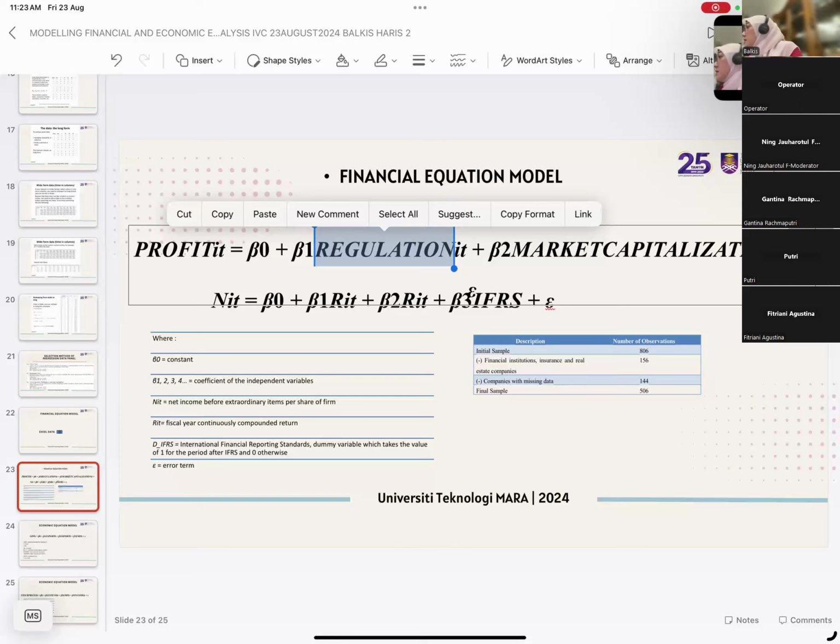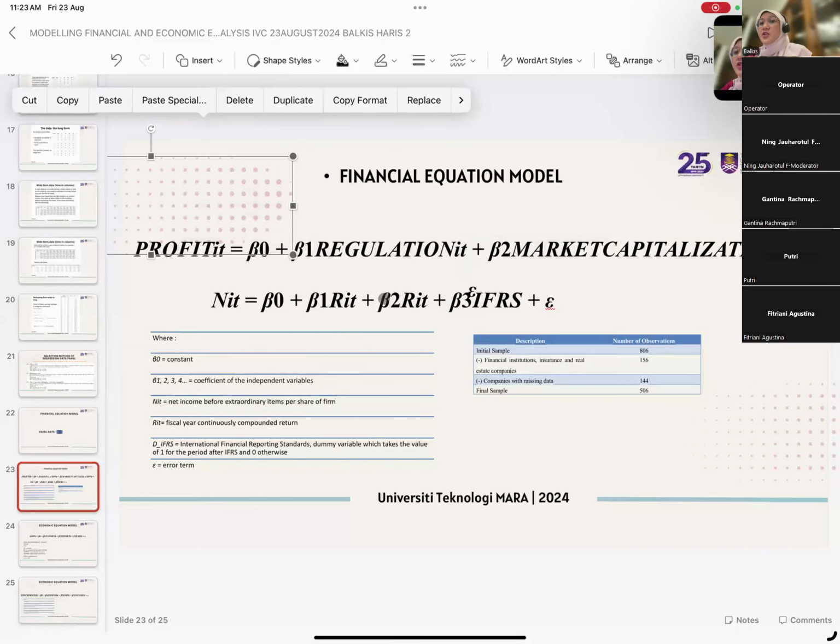All right. Let me check whether we have questions or not. None. Can you understand me about the regulation, the financial equation models on the regulation?